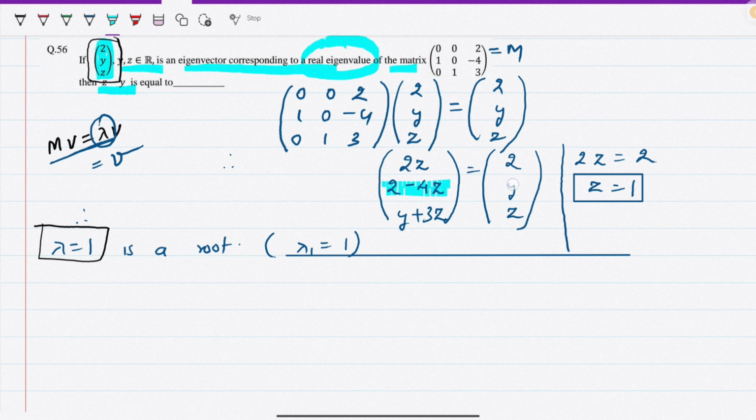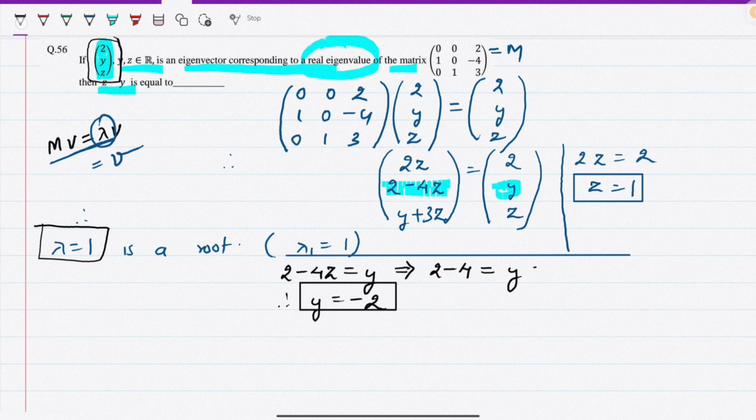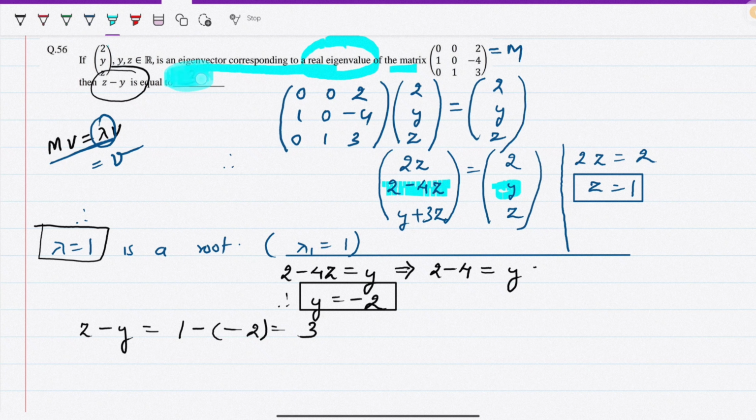From the second row entry we get 2 minus 4z is equal to y, with z equal to 1. So this will be 2 minus 4 is equal to y, and that gives us y is equal to negative 2. Thus we have z as 1 and y as minus 2, and we are looking for z minus y. So z minus y is 1 minus minus 2, that's 3. So the correct answer to this problem is 3. That will fetch you 2 marks.